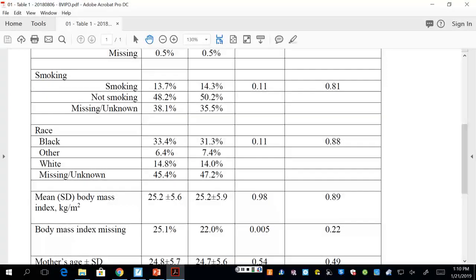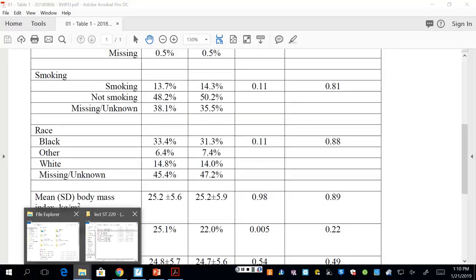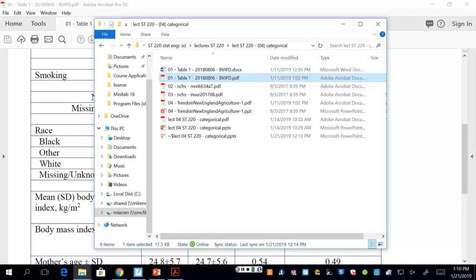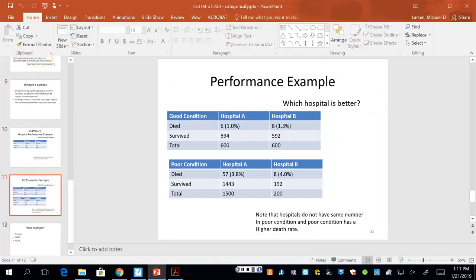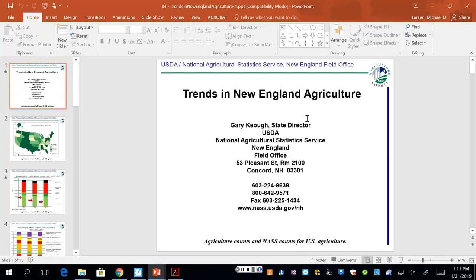So studies often report these things. If you go to different websites, we'll look at this one. Maybe I'll do this one, the PowerPoint. So you go to any government website: U.S. Department of Agriculture, National Center for Health Statistics, Census Bureau, Department of Treasury. They do reports on data, and this is one on trends in agriculture.